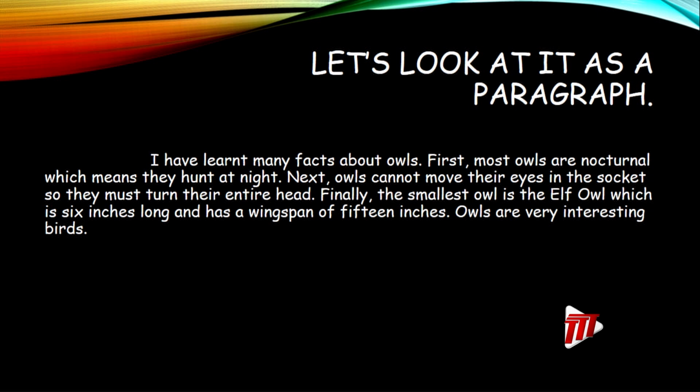First, most owls are nocturnal, which means they hunt at night. Next, owls cannot move their eyes in the socket, so they must turn their entire head. Finally, the smallest owl is the elf owl, which is 6 inches long and has a wingspan of 15 inches. Owls are very interesting birds. So we looked at it as a graphic organizer and we looked at it as a paragraph. Let's try and look at another one.